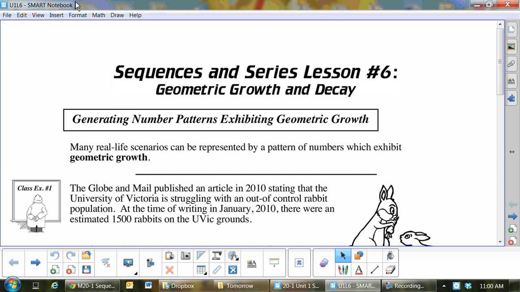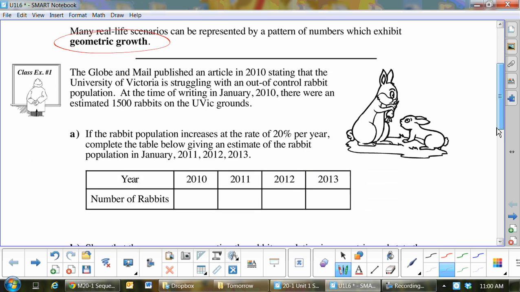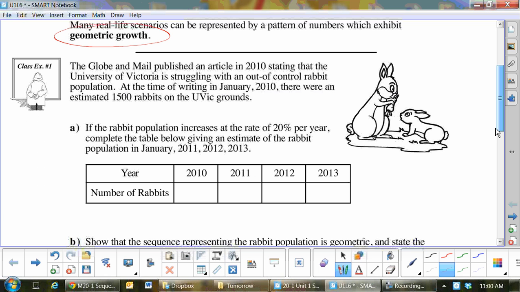So we're going to talk about, first of all, geometric growth. And what better to talk about geometric growth than bunny rabbits? Just read that quickly and see if you can tell me how many bunny rabbits right now. 1,500. So put that in the 2010 slot. Now, that's the easy part.